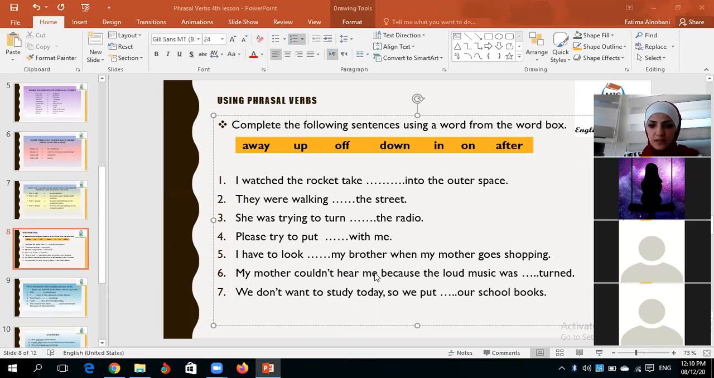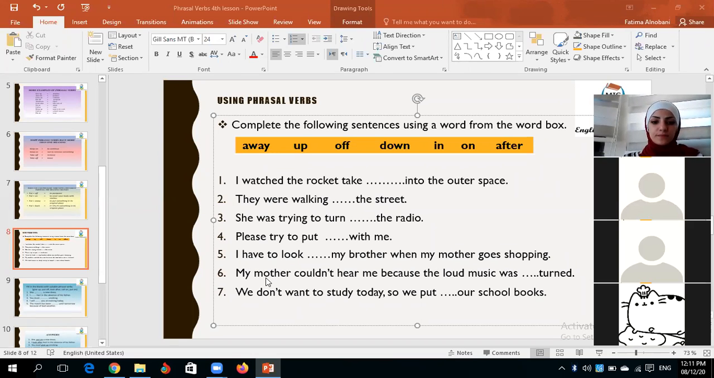My mother couldn't hear me because the loud music was... I need someone who did not speak today. Mada, can you answer number 6 for me, please? My mother didn't hear me because the loud music was turned on. Turned off? No, on. Turned on. Now off doesn't work here because of the meaning of the sentence: she couldn't hear. Exactly. So the answer would be only on.